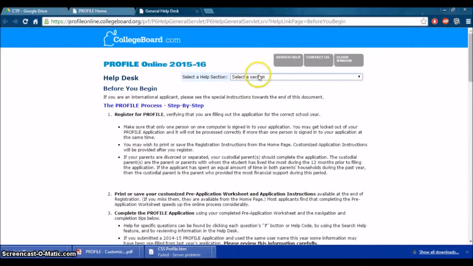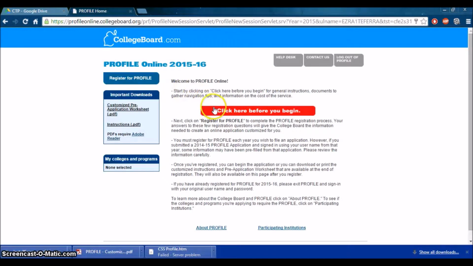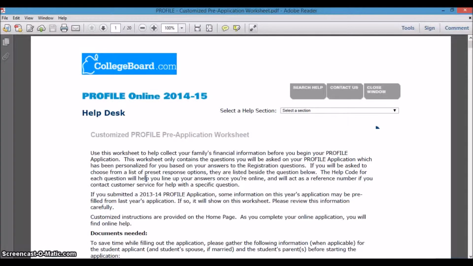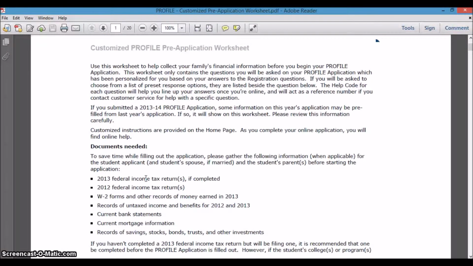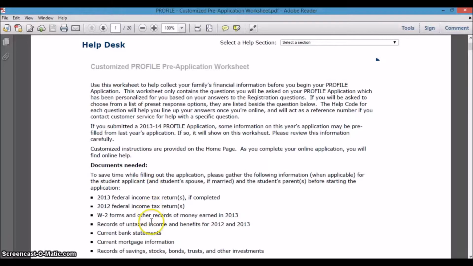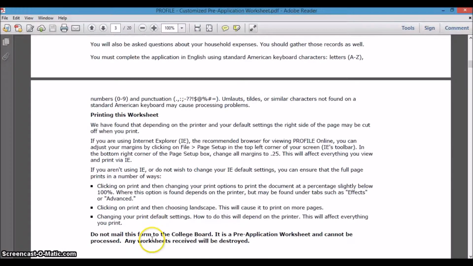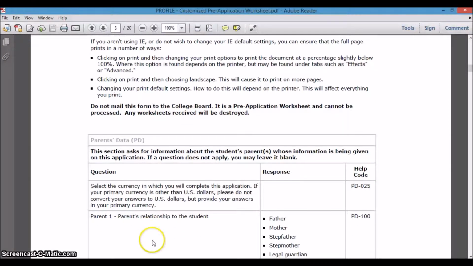Also, at the top, it lets you select a section, so you can get more information on it. Alright. So afterwards, you can click here to register for the profile, and it'll take you to the actual CSS profile, which we'll be going through now. Okay, so this is what the CSS profile is going to look like after you've selected beginning. So the first section you're going to find is the parents data, or the PD section.